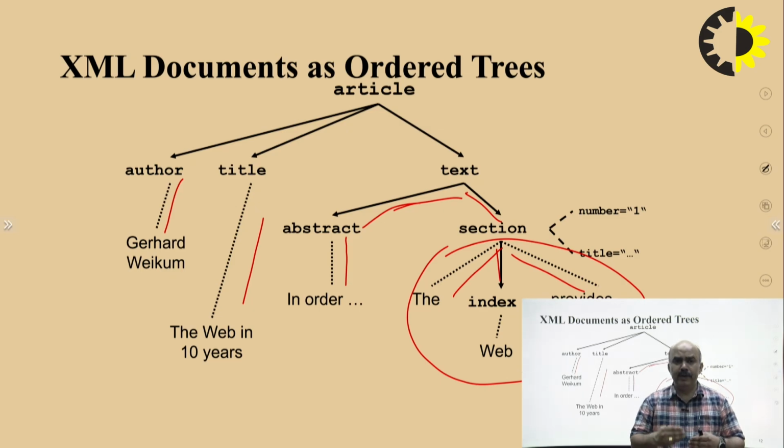There are two ways through which we can validate. One is DTD, document type definitions. Another is XML schemas, which are used in order to validate these things. Why do we need to validate those things?